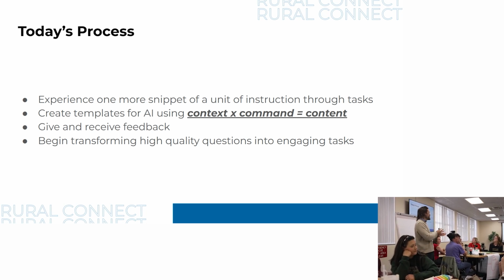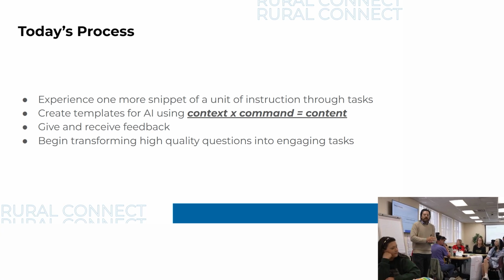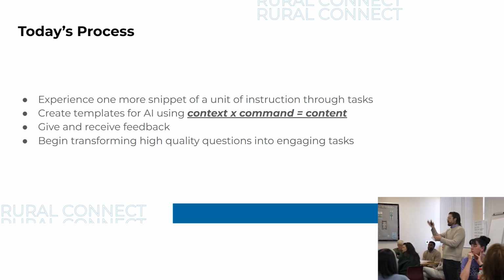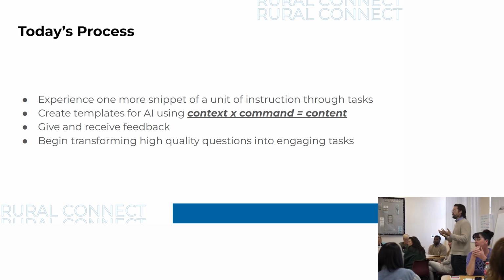Then we're going to look at the template that we looked at in session 2 around using AI, that idea of our context times our command equals content. We have to have both of those things, right? That's why we chose multiplication for that. If either is 0, content's going to be 0.